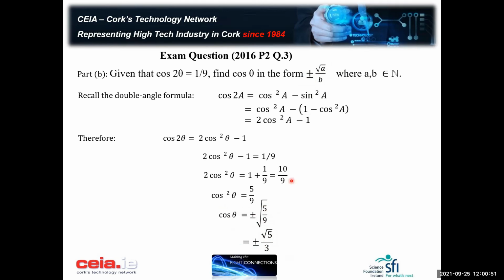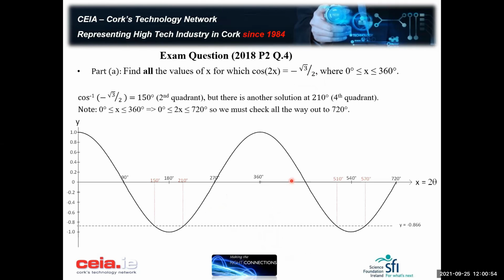Okay, let's look at another exam question. And this is for an inverse trig function, effectively. You're looking for values of x for which cos 2x equals minus root 3 over 2. This is effectively looking for the inverse cosine of minus root 3 over 2. But there's an extra step there because that'll give you double the angle you're looking for. And note that they ask for all of the values, but in a particular range of x.